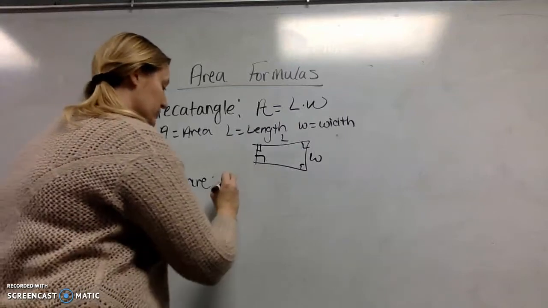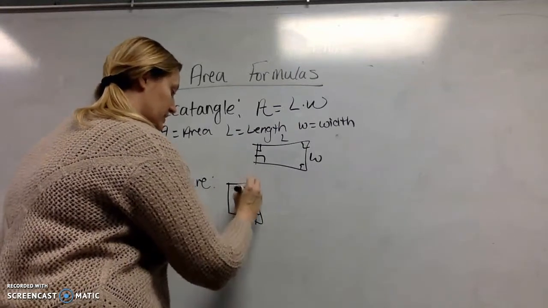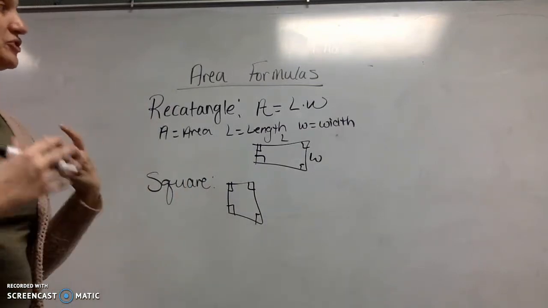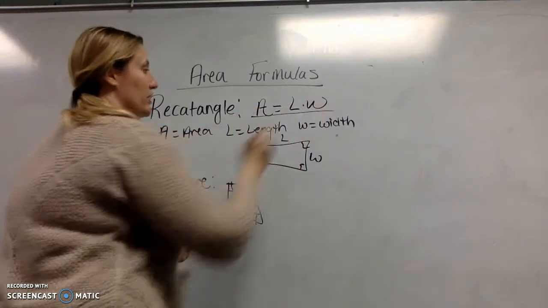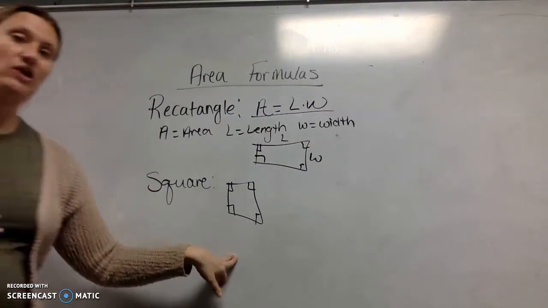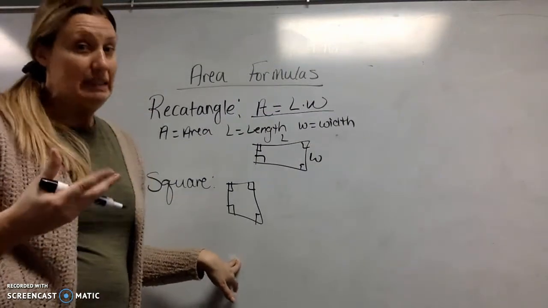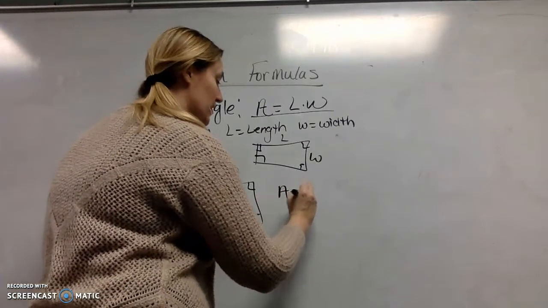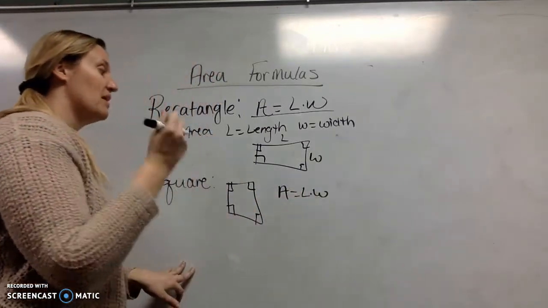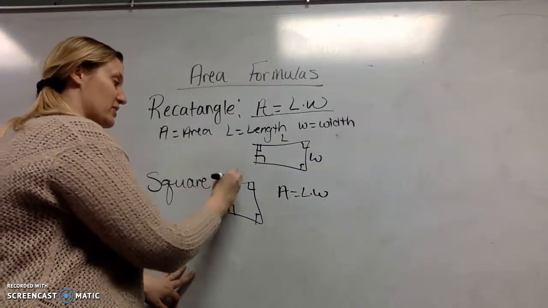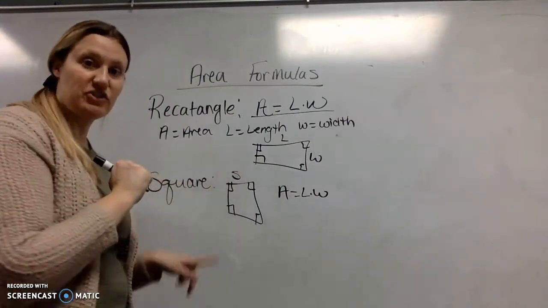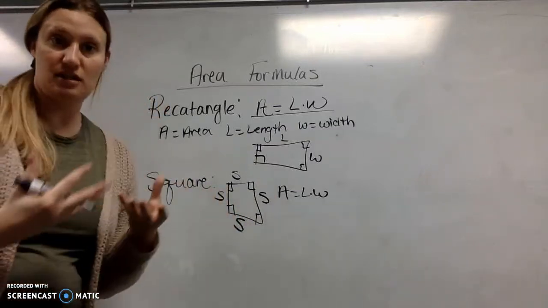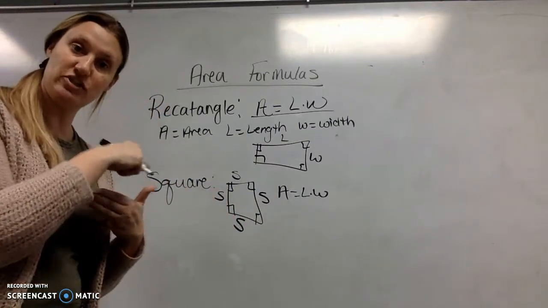A square again is just like a rectangle, but it has all four sides equal. A lot of people like to use area equals length times width for a square. That's not completely wrong, but it's also not completely right. So yes, you could do area equals length times width. However, one thing about a square is if I use S for side length, all of the side lengths are the same. That's what makes it a square, not a rectangle, is that all four sides are the same.